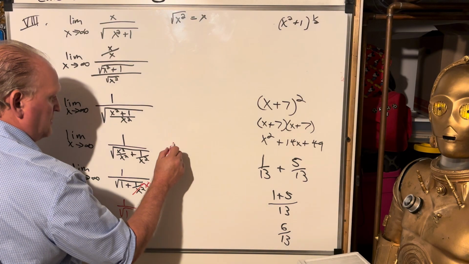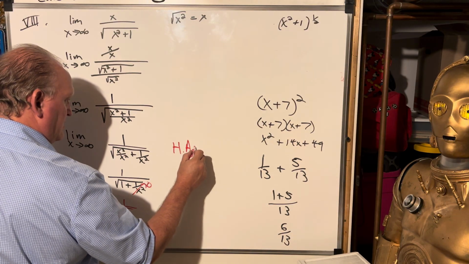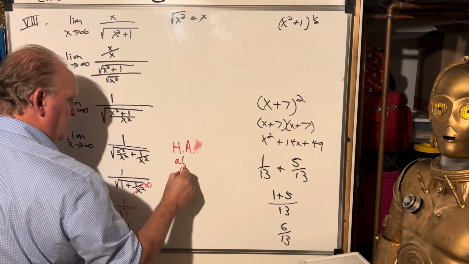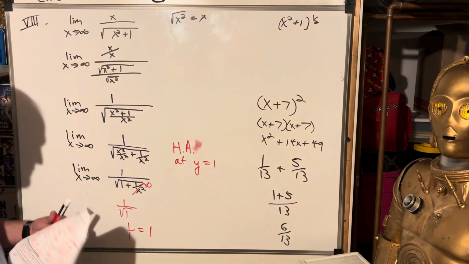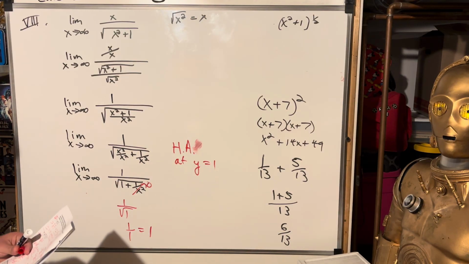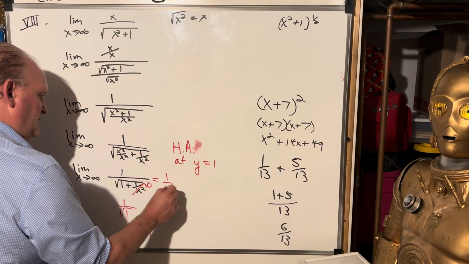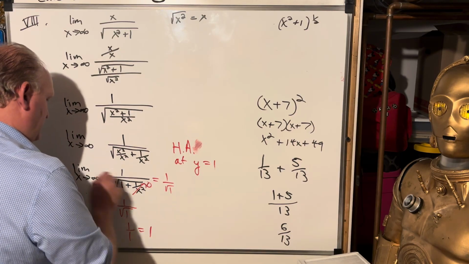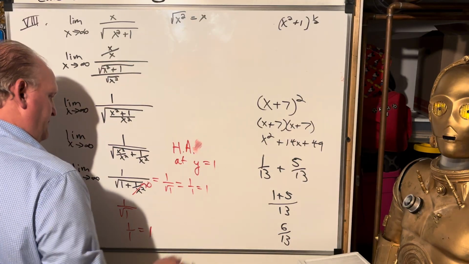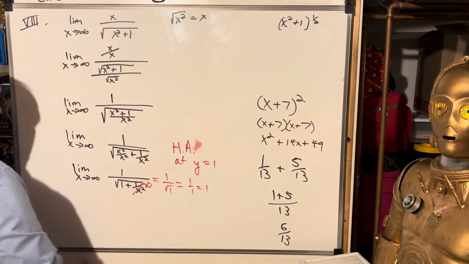And so we have a horizontal asymptote at 1. So the limit is 1. I should have written it out like this, because that's the last place I wrote the limit: 1 over 1, which is 1, instead of working down.